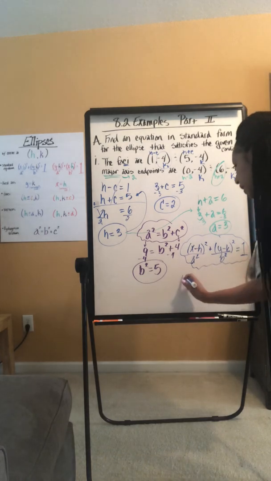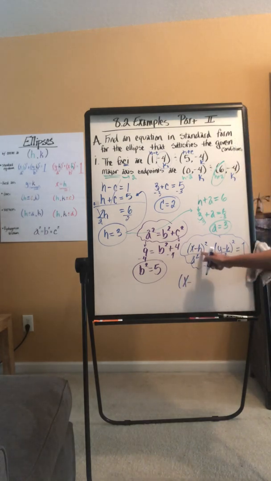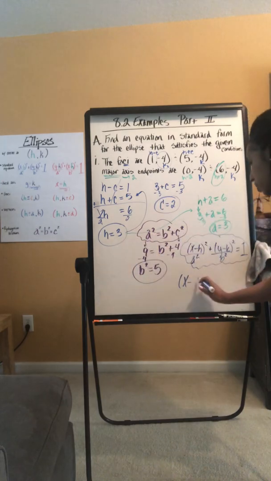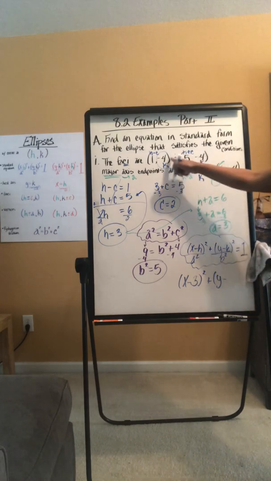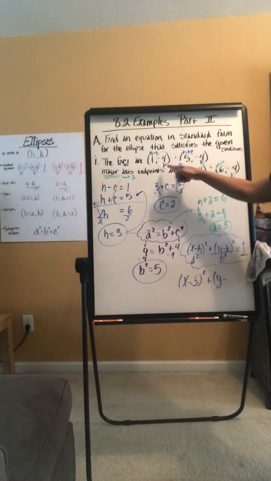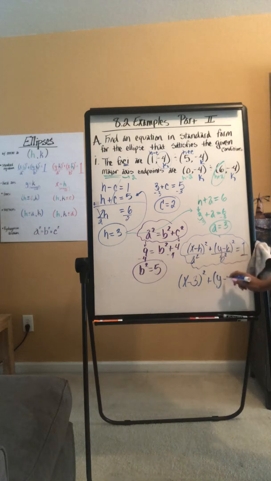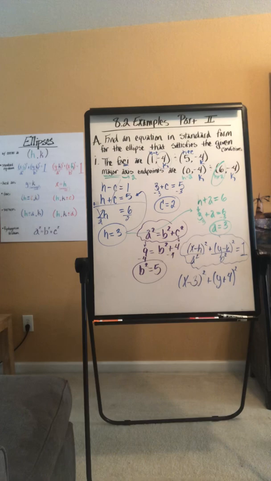So my final answer will be x minus h, what was h? H was 3, squared, plus y minus k, where was k? K from the very beginning, k was negative 4. So if I subtract a negative, I know that's going to be a plus 4, squared. I got my equals 1.